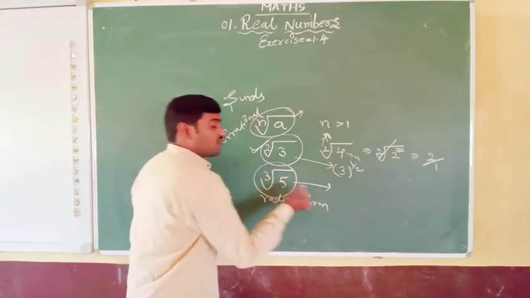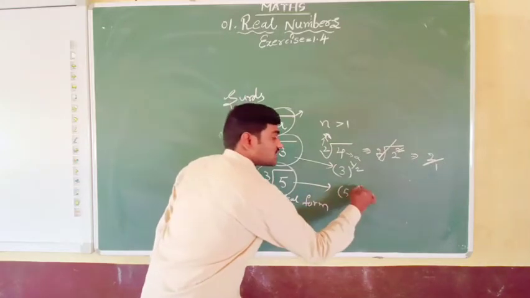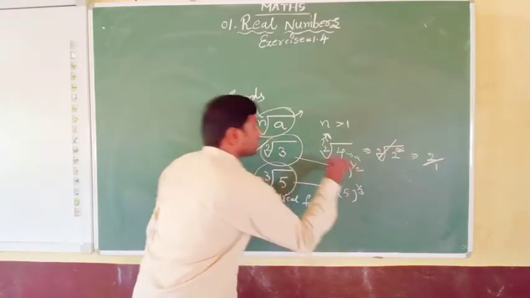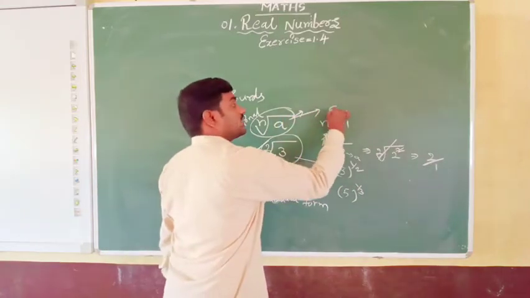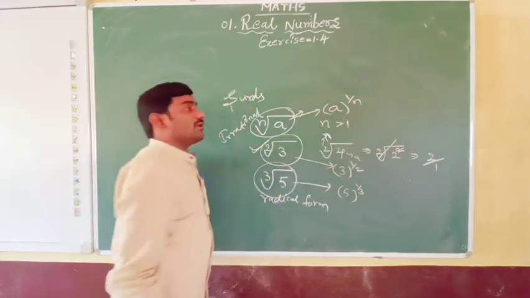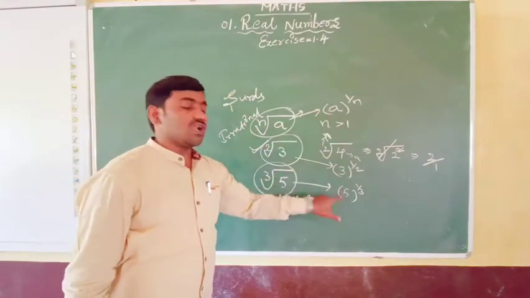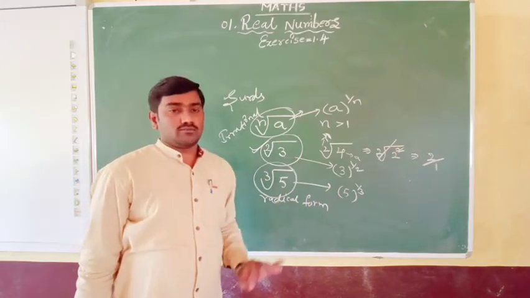Here the cube root of 5: you write 5 as it is, and the power we can write as 1 by 3. In general, the nth root of a we can write as a to the power of 1 by n. So these are called radical forms and these are called exponential forms.